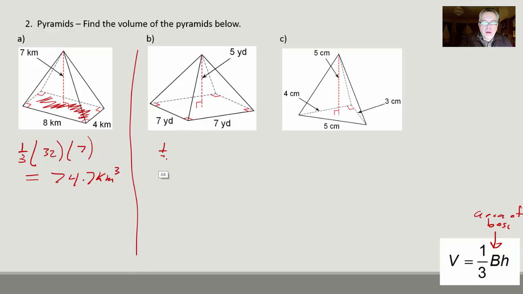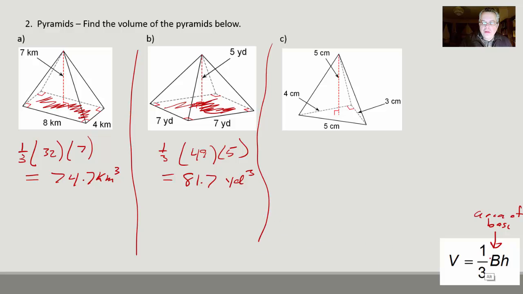All right, next one. 1/3 times the area of the base. The base is a square. It's kind of drawn in 3D, so it's hard to see it, but the sides are equal, and they all have right angles for corners. It's got to be a square. So 7 times 7 is 49. And then times the height, which is 5. We're going to get a decimal again. We get 81.7. And this time it would be cubic yards.